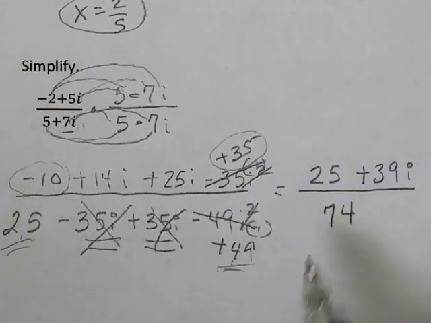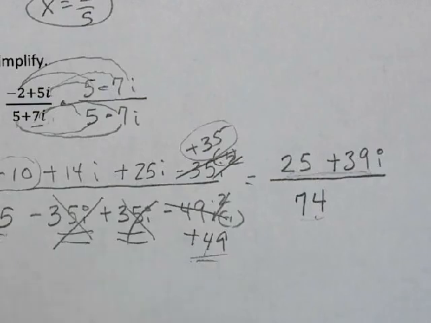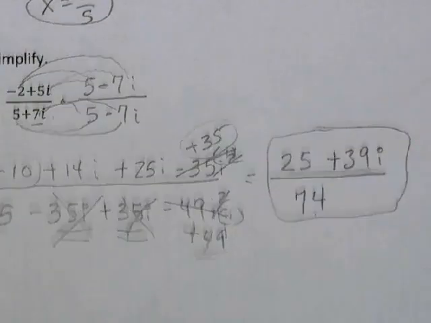Now, as I look at this, I always want to check and see if this will reduce. Is there a factor that's the same in the numerator as the denominator? And there isn't. So this one is simplified.